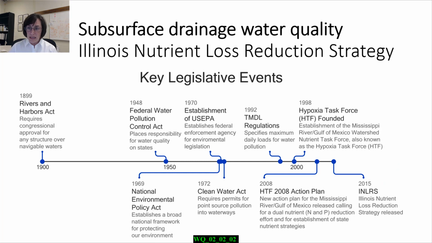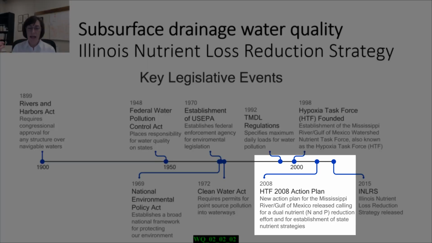Starting in 2006, the US EPA requested that the science surrounding the Gulf of Mexico hypoxic zone be reviewed to better assess things like the cause and the duration of the hypoxic zone that happens every summer in the Gulf of Mexico. And this 2006 review of science led to a new action plan in 2008. The 2008 action plan called for all 12 states on the task force to develop their own state strategy for how each state was going to reduce the amount of nitrogen and phosphorus that they were sending downstream.